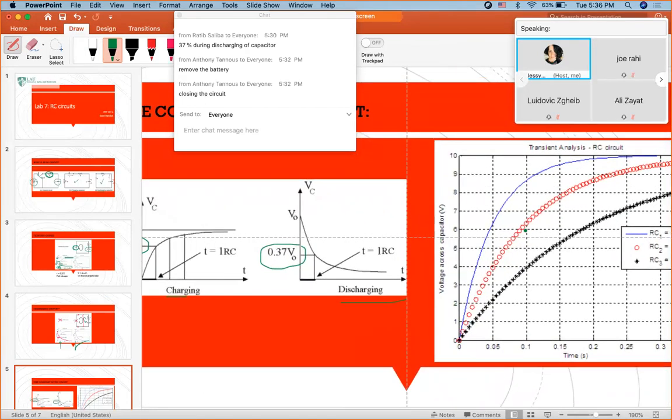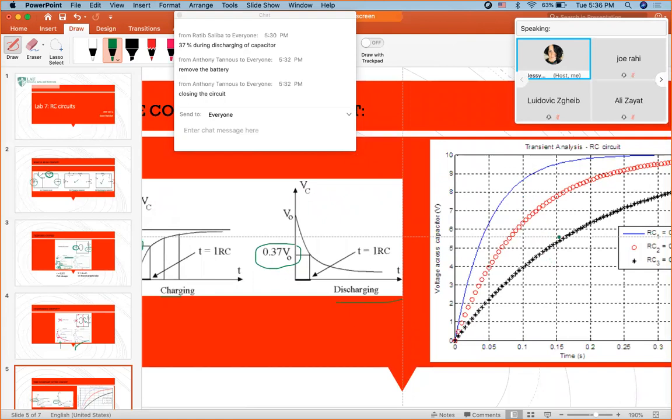Can you tell me please in which case tau is bigger? Blue, red, or black case? So blue, red, or black. In which case tau is bigger? The blue one, because the blue one, doctor. So the blue one has the biggest tau or the smallest tau?